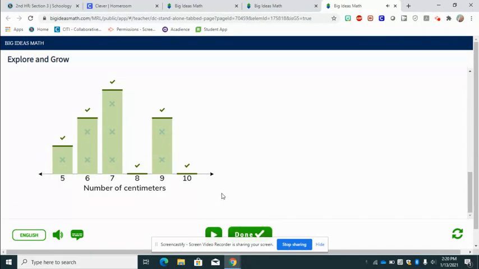All right, and if we look at our line plot, we can tell that 7 centimeters had the most. So the caterpillars that were 7 centimeters long had the most. The ones that had the least were the ones that were 5 centimeters long because it only had one.